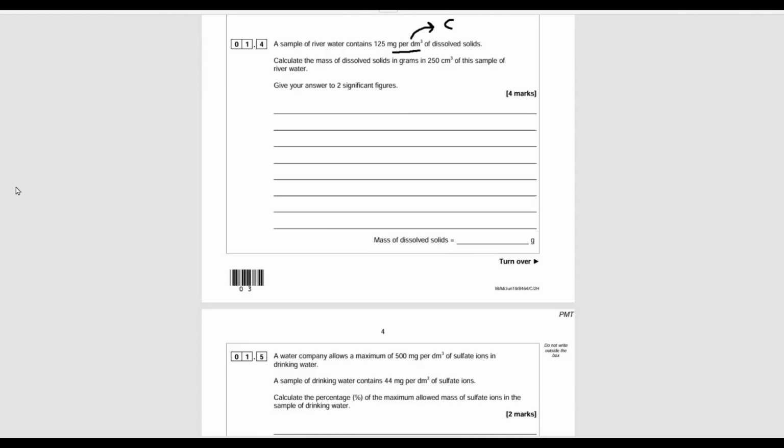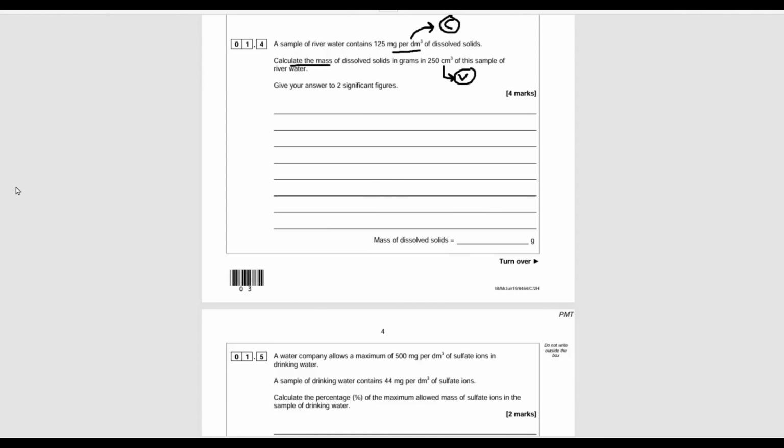That is the concentration. And if we look at the next number, it has centimeter cubed at the end of it. It's just one number with centimeter cubed. What is centimeter cubed? That is the volume. And like I say, once you get practiced at doing these questions, the first time you do it, it's difficult. Once you get practiced at them, you'll start to get used to it.